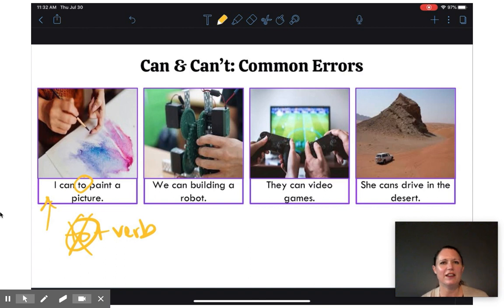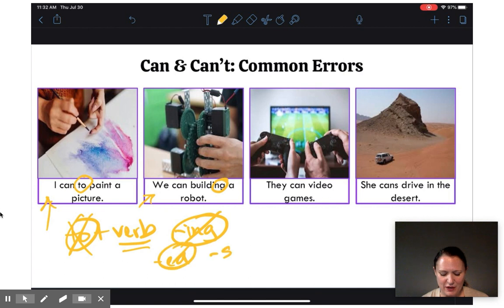All right, our next example, we can building a robot. Do you see the problem? Yeah, that's right. We've added this ing to the end of our verb. Remember, it's the infinitive form of the verb. So no ing, no ed, and no s. Keep it simple.